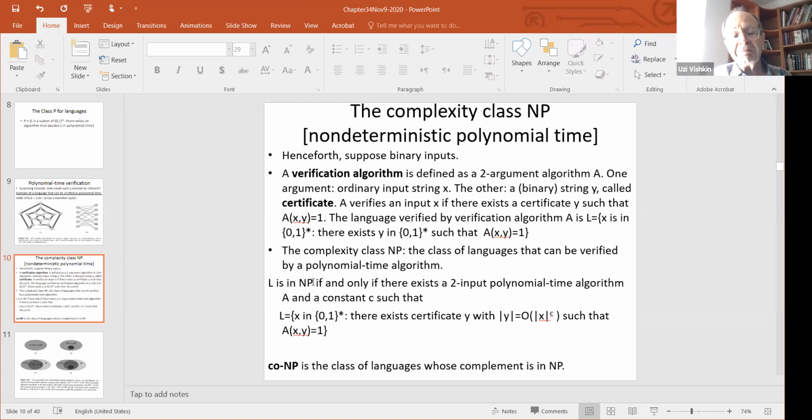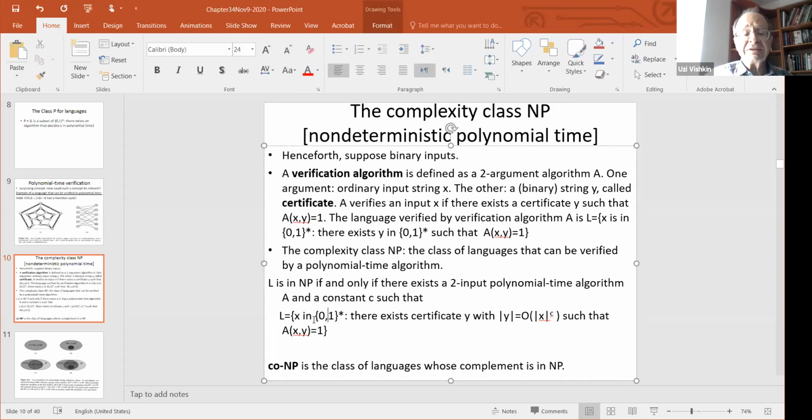So L is in NP if and only if there exists a two-input polynomial time algorithm A and a constant c such that the language L includes all the x's over this binary alphabet such that there is a certificate y, which is limited in size. It cannot be larger than a polynomial in the length of x, such that applying the verification algorithm A to x and y will give you 1.